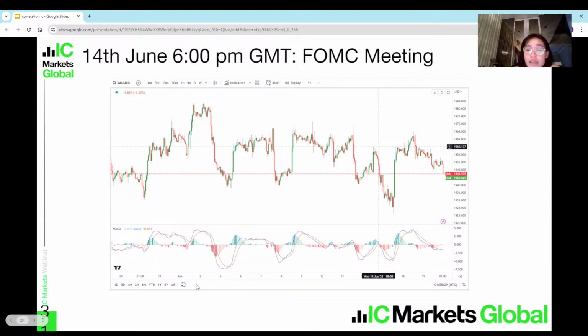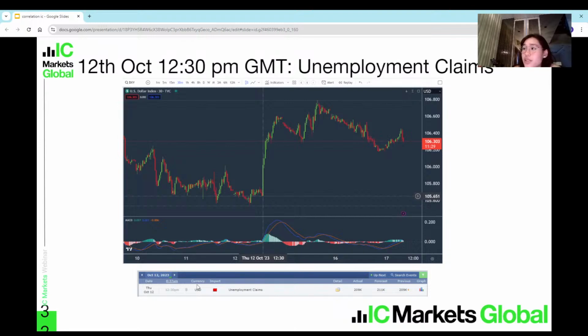Next, let's look at unemployment claims again. You can see last year, on the 12th of October, unemployment claims were released at a lower value compared to the forecasted value of 211K. The actual is 209K. Since unemployment claims are lower, it tells us that the US economy is doing well and it's a good sign. So we can see our DXY price shooting upwards once the data was released. This is on our 30-minute time frame.